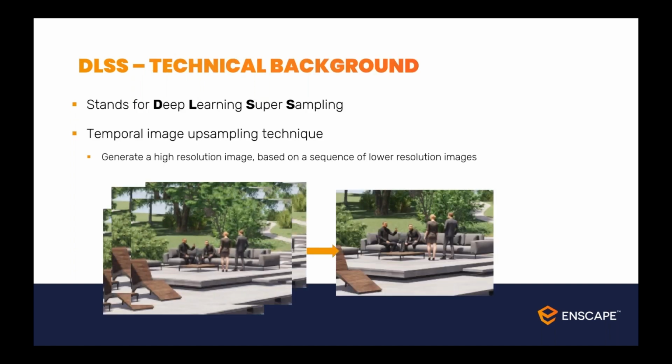Yeah, as Andrew already mentioned, DLSS stands for Deep Learning Super Sampling. Let's have a brief look at the technical background. It's a so-called temporal image upsampling technique, and that means it takes information from a sequence of lower resolution frames and is able to generate a high resolution image out of that. To see what that means and why DLSS is superior to previous techniques, we go back one step first and have a look at a predecessor technique called temporal anti-aliasing.